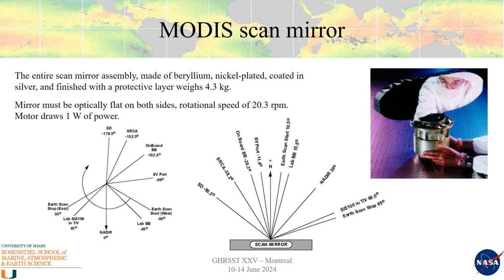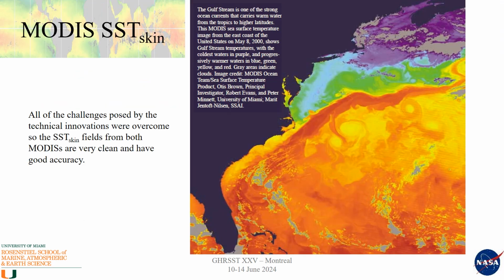The diagram on the left shows the angles for just one rotation of the scan mirror. So nadir is straight down and labeled 0. Earth scan starts at -55 degrees and ends at +55 degrees. And the black body and the space view port are at different angles. So all of these problems were overcome.